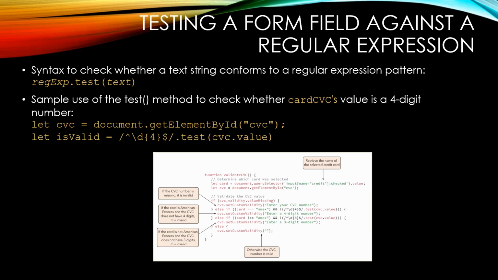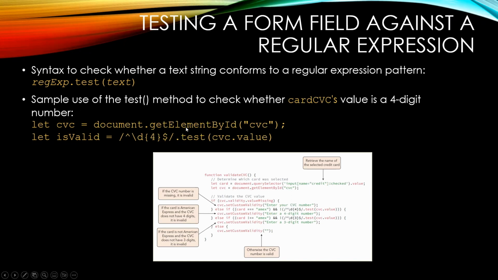Testing a field against a regular expression. This is where we can determine some pattern matching. Here we've got my expression and test and then the text to test. For example, let the CVC code, which in the United States is a specific code on a credit card, which is a 3-digit number.